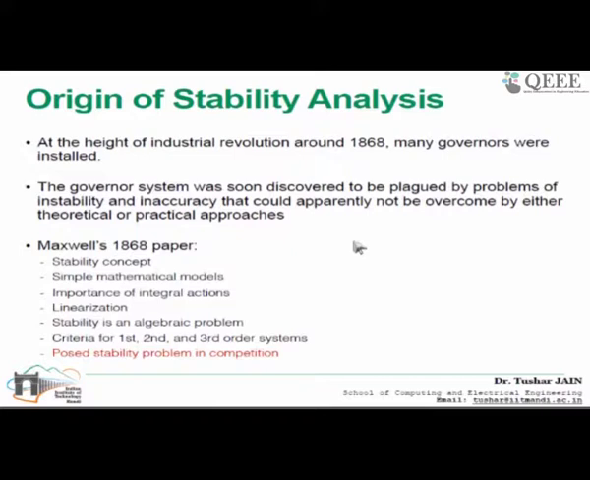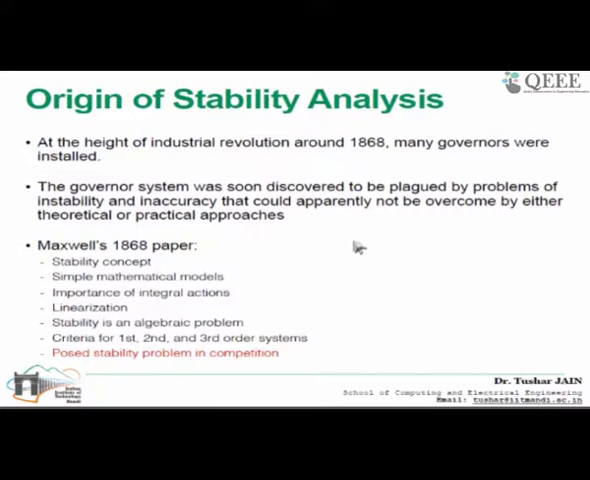So he addressed stability as nothing but an algebraic problem. We will come to how it is defined as an algebraic problem. He gave the stability criteria only for first, second, and third order systems. If this concept of first order, nth order system is not clear to you, we will come to this also, that when do we call it a first, second, or third order system. So he was only able to give the stability criteria limited to third order systems.